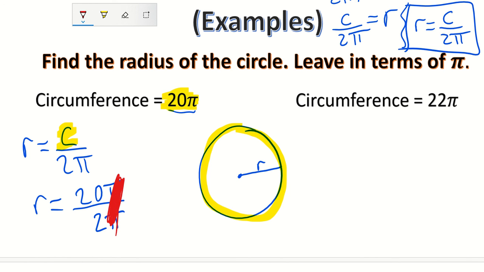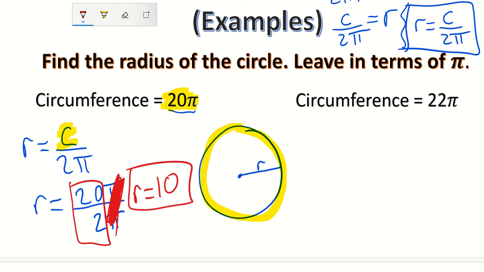We can scratch these out because pi divided by pi becomes 1, so I can take those out. And all I have to do is work out the numbers, which is 20 divided by 2. 20 divided by 2 would be 10. So my radius for this circle is 10.